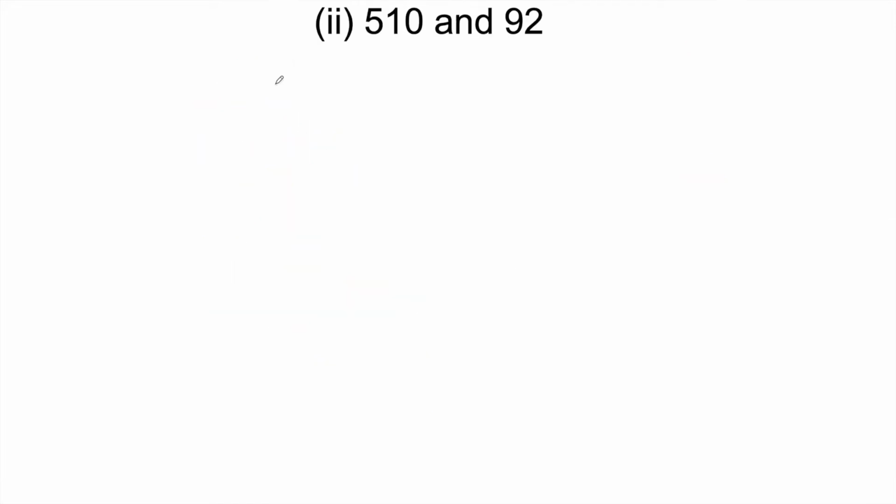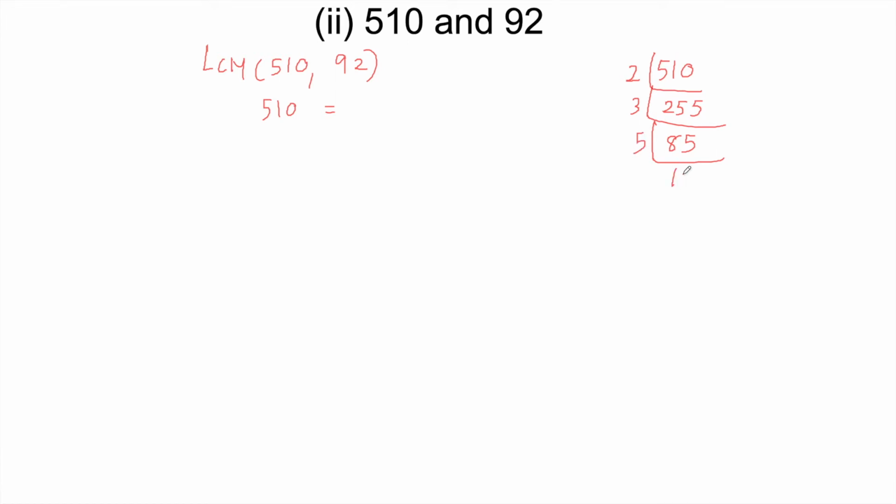Next question is 510 and 92. First, we will find the LCM of 510 and 92. We can use the ladder method to find the prime factors. 510 divided by 2 is 255. 255 will go in 3 and it is 85. 85 by 5 is 17. 17 is a prime number, so it will go in the number itself and 1. So we can write the prime factors as 2 into 3 into 5 into 17.